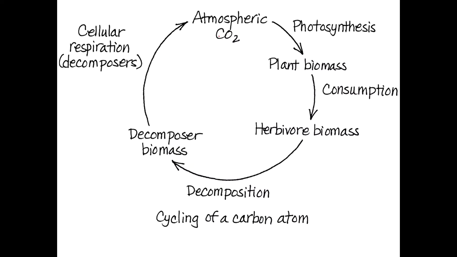So here's the general picture of it. Atmospheric carbon dioxide, it's photosynthesis that will take CO2 and put it into plant biomass, which means organic molecules like sugar, or lipids or proteins or whatever. And then consumption to herbivores and maybe more consumption to carnivores, etc. Decomposition, whether it's plants or animals, will go to the decomposer biomass and then cellular respiration back to the atmosphere. Of course, we've also got cellular respiration of animals and of plants as well. So it should be a little more complex than this.